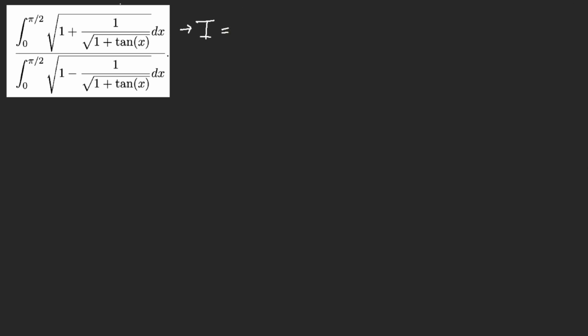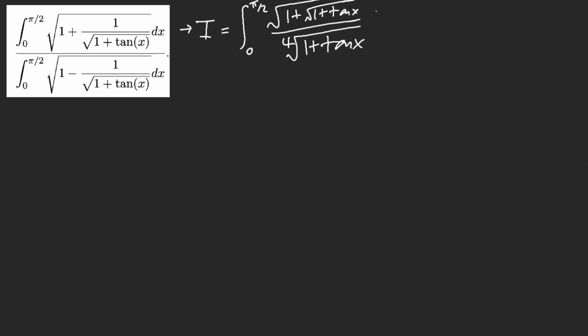How do I even format this? This square root is bugging me. Your integral is literally this, and it's so nasty. 1 plus square root of 1 plus tangent x. It's literally this. That's so disgusting. What the hell do you even do?